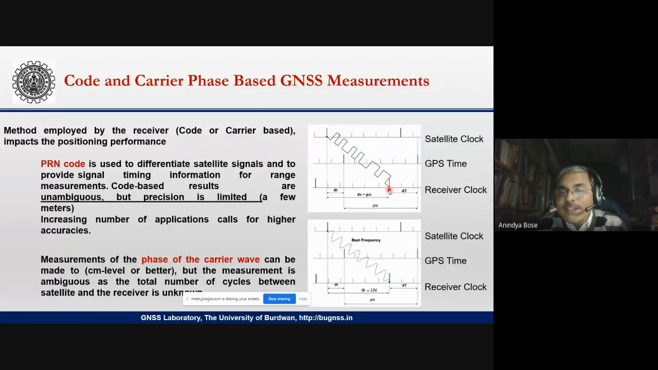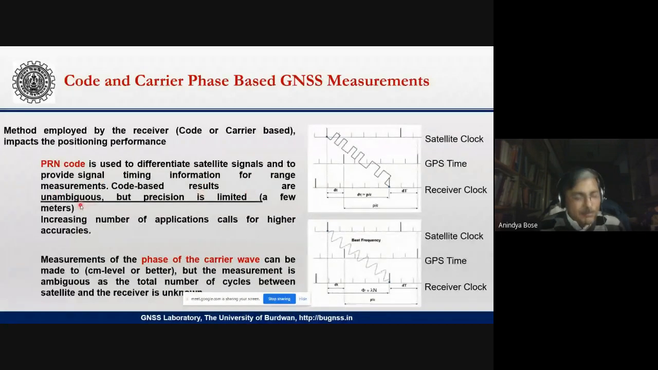And now the receiver will time shift the code with the original one, to see how much it has shifted during its transmission. So the more distance it covers, the more the shift will be. In this way, the receiver can measure the time of travel. That is called a code-based measurement. The code-based measurement is used to differentiate satellite signals and to provide signal timing information for range measurement.